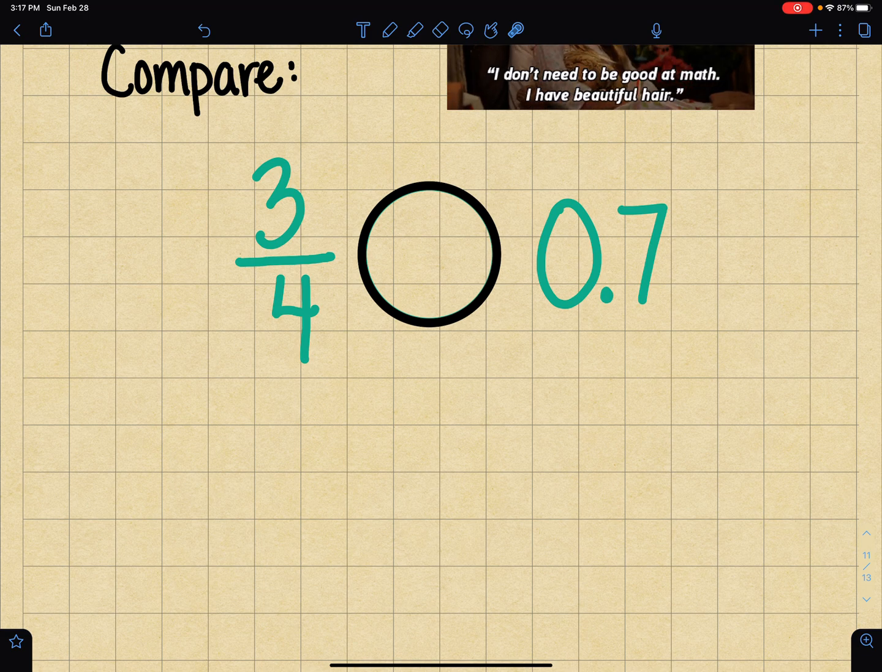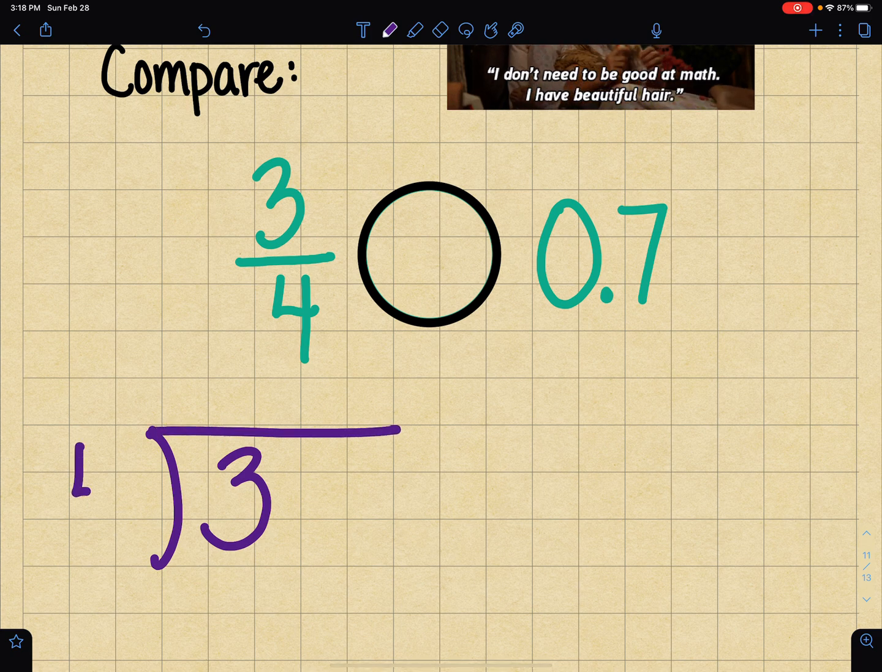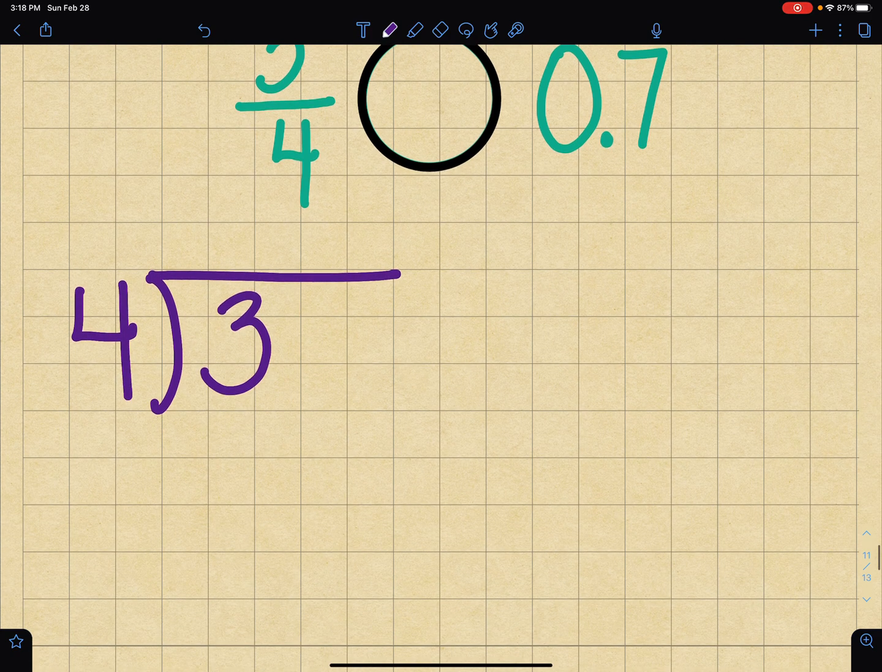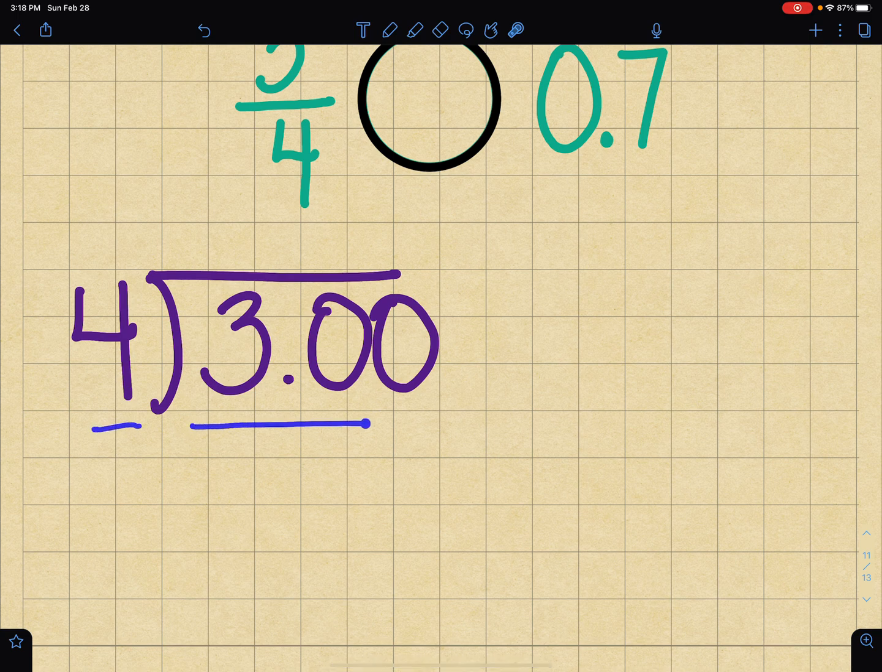So the first thing is we have to write this fraction as a decimal. So 3/4 is the same as 3 divided by 4. So let's do this problem. 4 doesn't go into 3, so I know I'm going to have to add a couple zeros. Okay, does 4 go into 30? Yes, it does. How many times? Let's see, 4 times 6 is 24, 4 times 7 is 28. Ooh, that's pretty close. Let's do that. Let's bring that decimal up, put it here, 0.7.